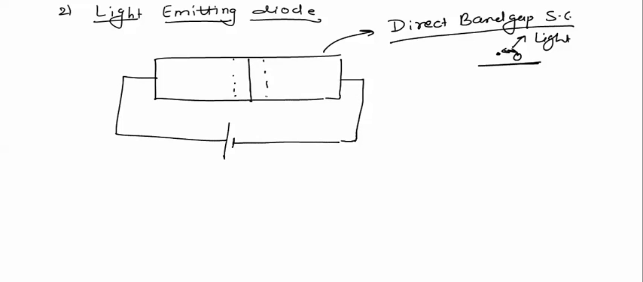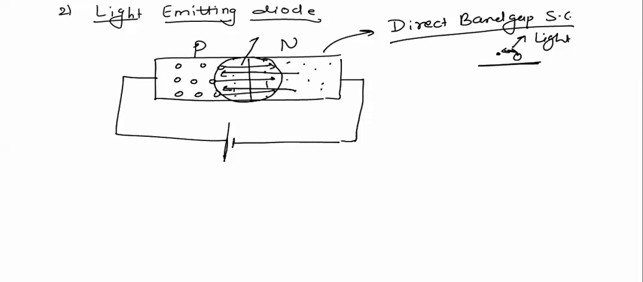In this PN junction, this is the P side and this is the N side. If we bias it in the forward direction, then the majority charge carriers, holes from the P side, will be injected to the N side, and majority charge carriers on the N side will be injected to the P side. When these majority charge carriers cross the junction, then in this particular region there is a large number of recombinations of these charge carriers, and due to these recombinations light will be emitted by this diode.